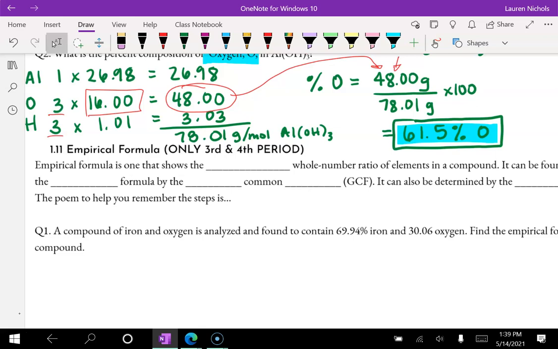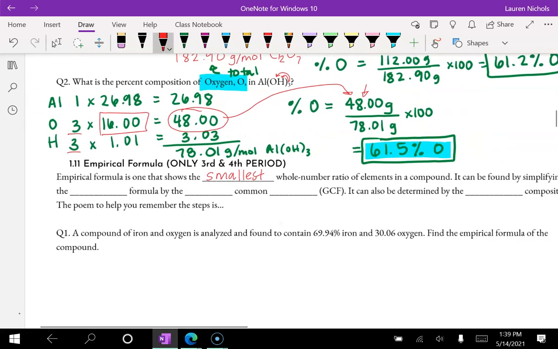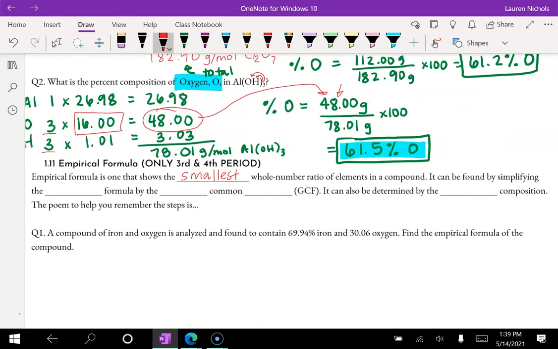Now, an empirical formula is one that shows the smallest whole number ratio of elements in a compound. It can be found by simplifying the molecular formula by the greatest common factor, or your GCF, which you should be familiar with from your math class. It can also be determined by the percent composition. So there are 2 ways to figure it out.